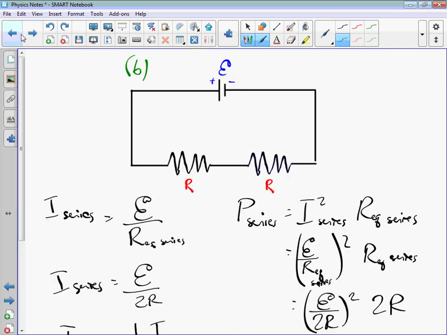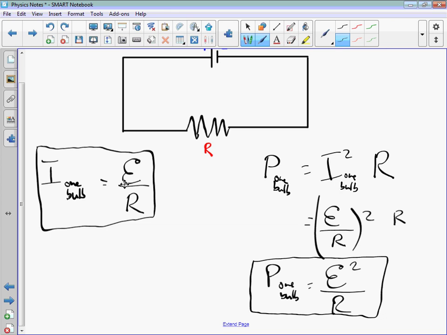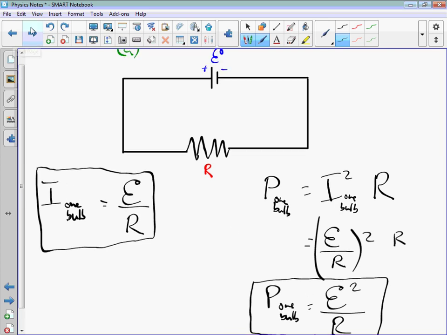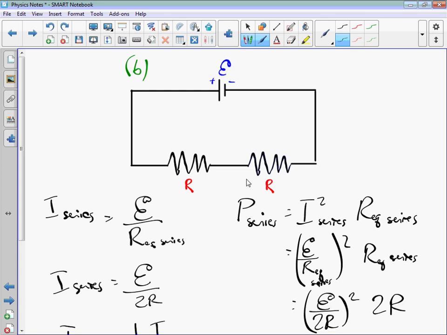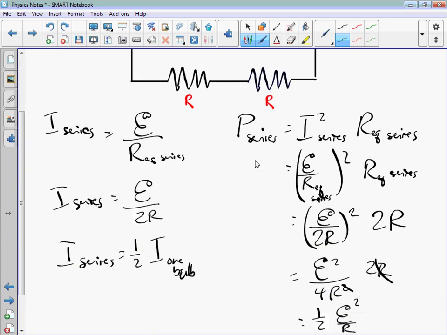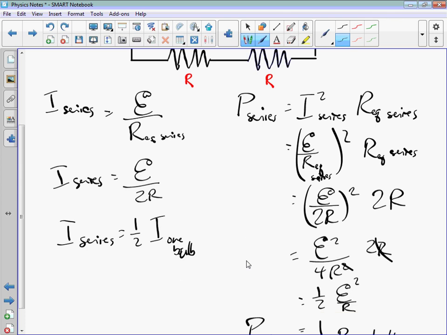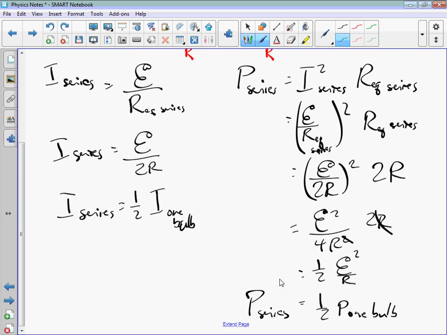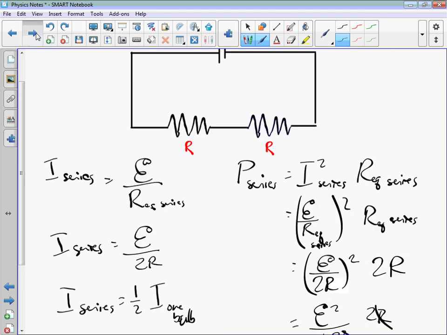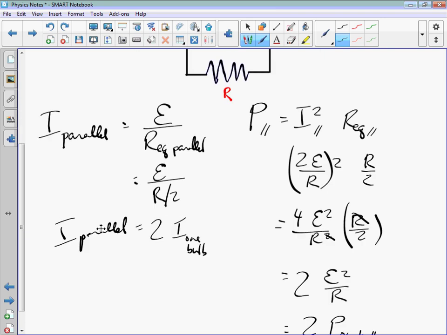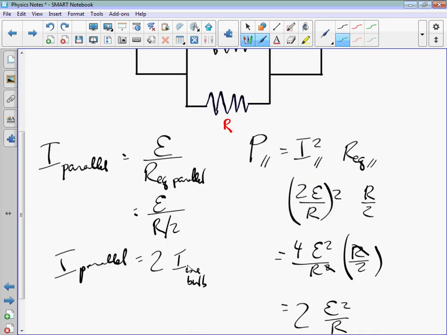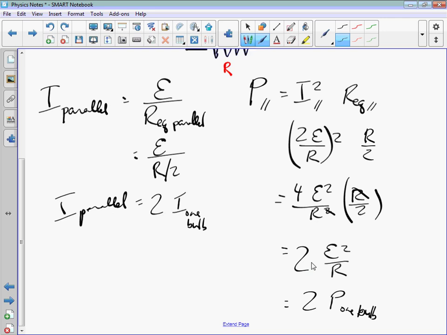What do we learn from this? All right, so if we have a one bulb system, we have a current, we have a power. If we take those bulbs and put them in series, our current in series is half of what it would have been in one bulb, and our power is half as it would have been in one bulb. In parallel, we have twice the current as in a one bulb system and twice the power.